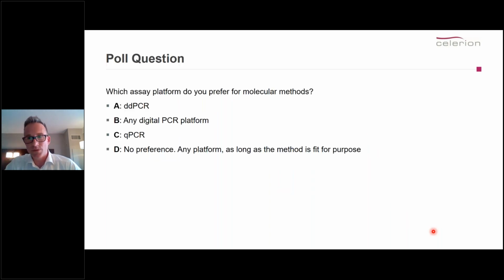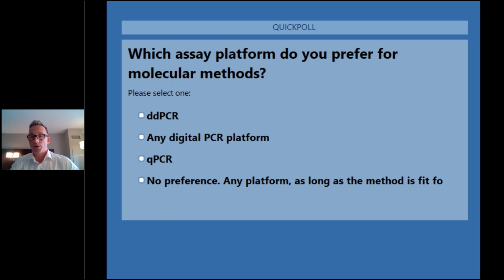And that brings me to the first poll question. So Sydney will take over in a moment, but I want to ask the audience really, which assay platform do you prefer for molecular methods? Is it A, digital droplet PCR or ddPCR, B, any digital platform, C, qPCR, or D, no preference, any platform as long as the method is fit for purpose? So yeah, it'd be good to see what your responses are.